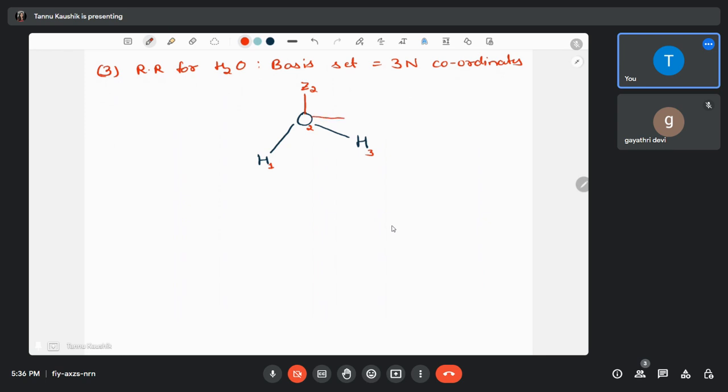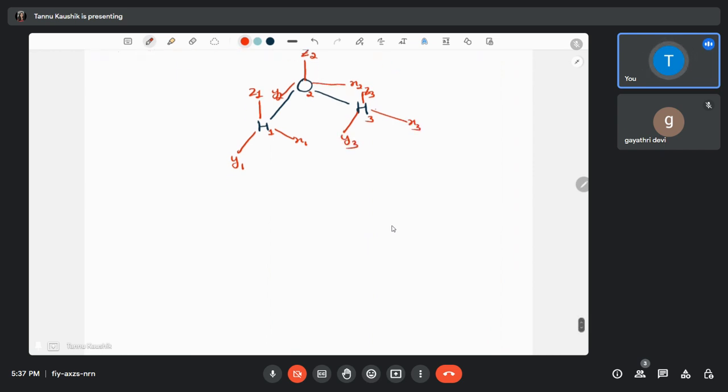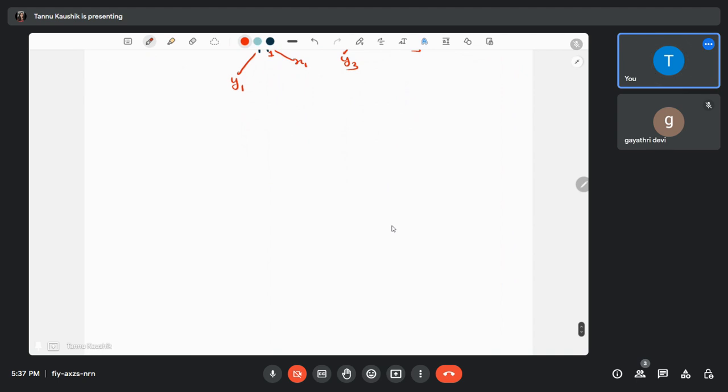So this is the z2 axis, this is x2, and this is y2. For this one, this is z1, y1, and x1. So here we have taken coordinates for each of the atoms.